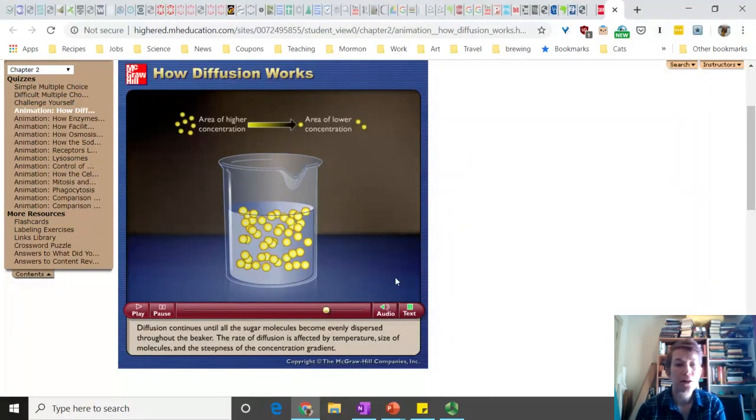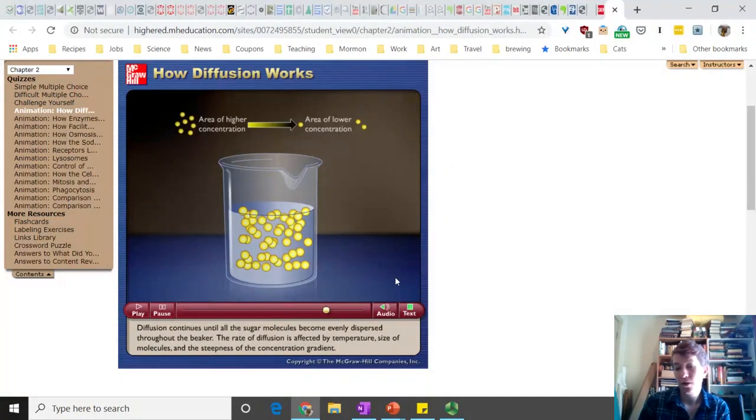So this is called diffusion. Diffusion is when molecules move from their area of higher concentration to their area of lower concentration. It basically means they spread out. People also say that this is moving down their concentration gradient. So when you go from high concentration to low, you're moving down the gradient.